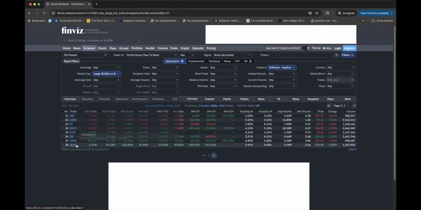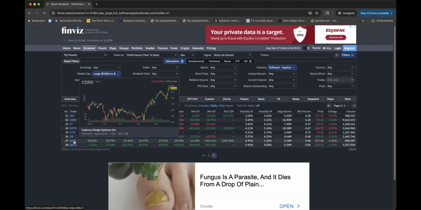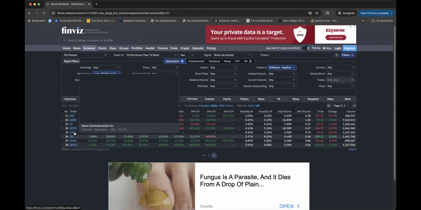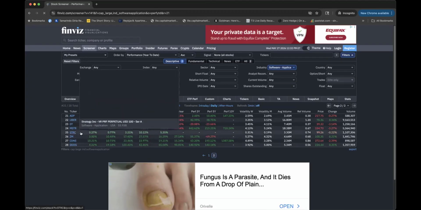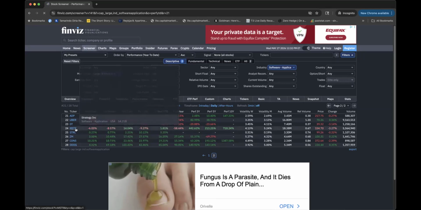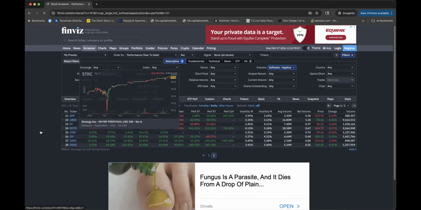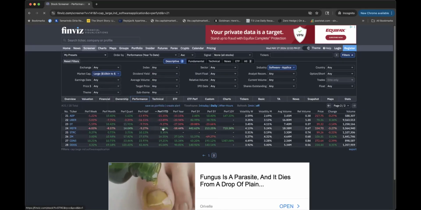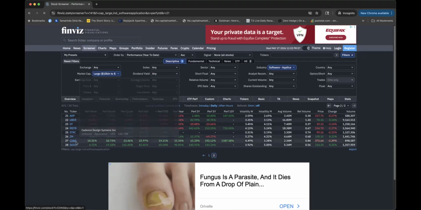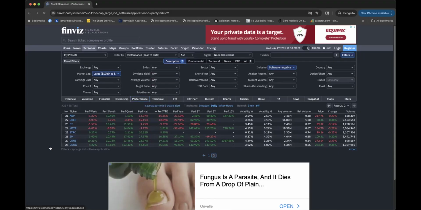You can see the only performers here really are Datadog, Cadence Design Systems, Zoom Technologies, Strategy Inc., and you have MSTR, which is not even a proper SaaS company, right? So you basically have like four companies that have performed well in this sector. One of which is Zoom, who holds a large stake in Anthropic, and then you have Datadog and Cadence, right? So what this expresses to me is that overwhelmingly the market is ultimately very bearish on SaaS.